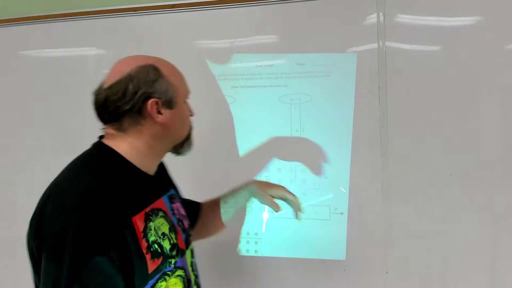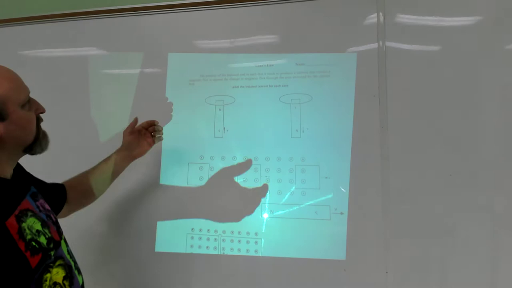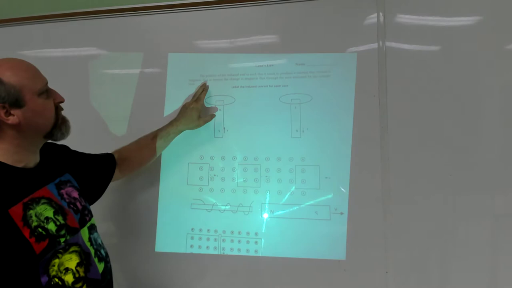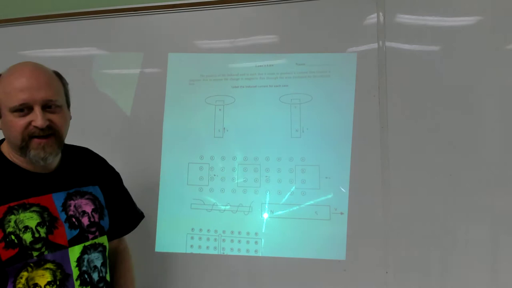First of all, the top of the page says Lenz's law, and then it has written out Lenz's law, which says, the polarity of the induced EMF is such that it tends to produce a current that creates a magnetic flux to oppose the change in magnetic flux through the area enclosed by the current loop. And you say, yeah, I don't know what the heck that means.